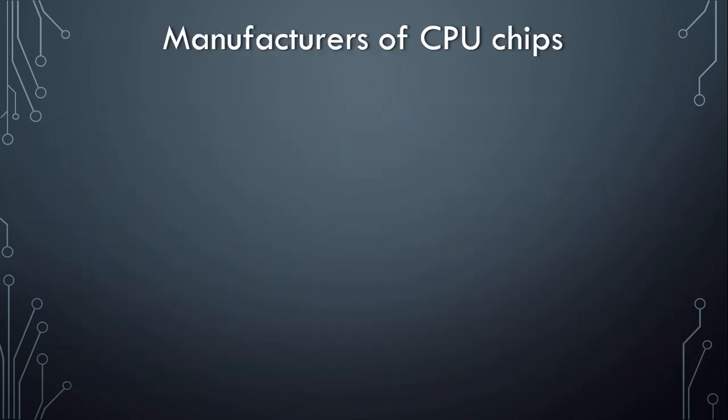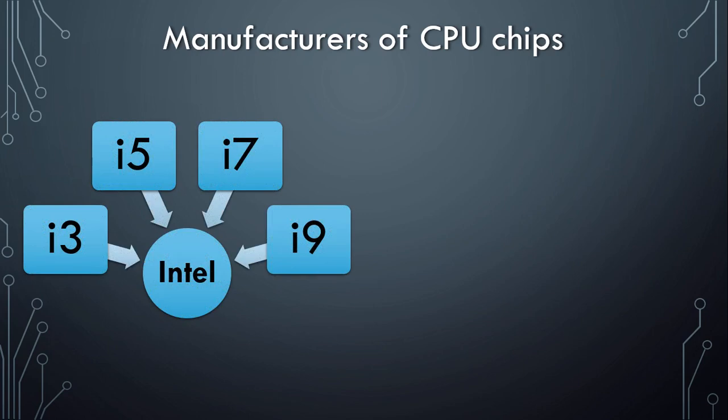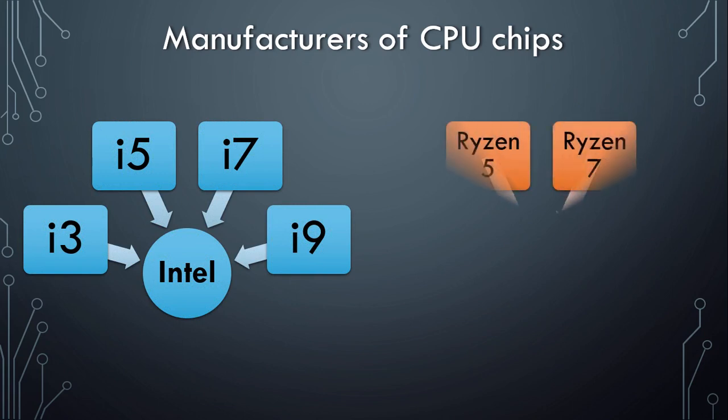So let's discuss the manufacturers of CPU chips. At this moment in the market we have many CPU companies or manufacturers available, but out of them 2 are leading the race. They are Intel and AMD. AMD stands for Advanced Micro Devices. They have different series names associated with all their products.